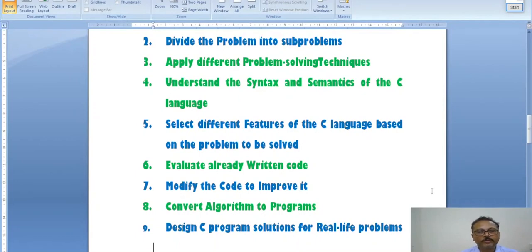Evaluate already written code. This is also very much important. You may wonder why we have to evaluate already written code. Remember, if you go to a software industry, you can be a developer, you can be a maintenance person also. You will be listening to the client and then doing the modification. Every time you will not be writing new code. Suppose you have a bank, SBI. Once this SBI software is developed, it will be used for some years.